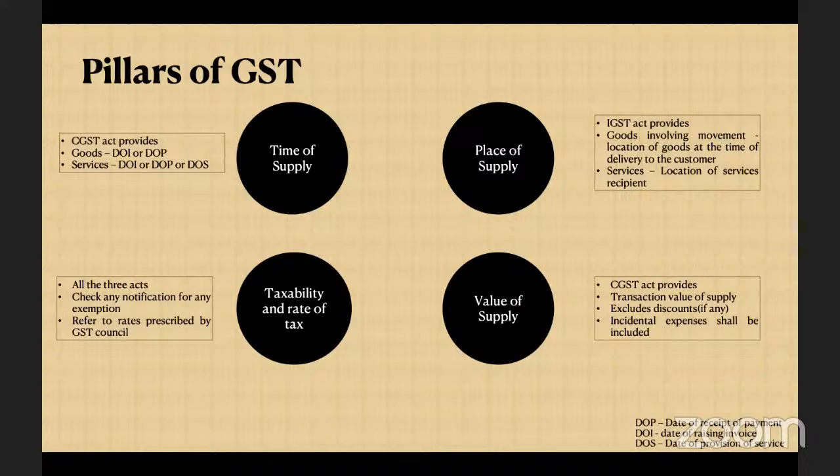Now let us understand how it works for services. For goods we are very clear because there is no other ambiguity. In case of services, there are three specific dates which GST law prescribes. The earliest of these three dates will become the time of supply for services. First is the date of invoice, same as for goods. Next, DOP means date of receipt of payment. Next, date of service, which means date of completion of service. The earliest of these three dates will automatically become the time of supply in case of services.